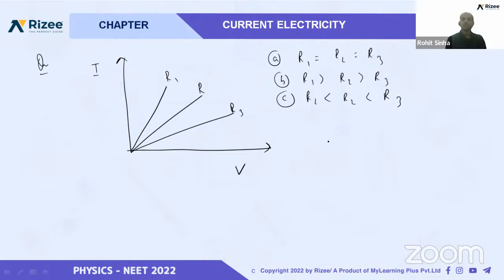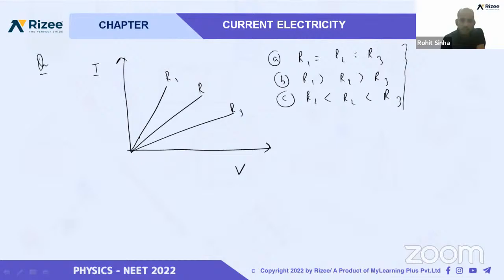Fine. A, B, C, find out the answer. What will be the relation of resistance? Any answer from anyone? Any answer? Okay, option C. Let us see.